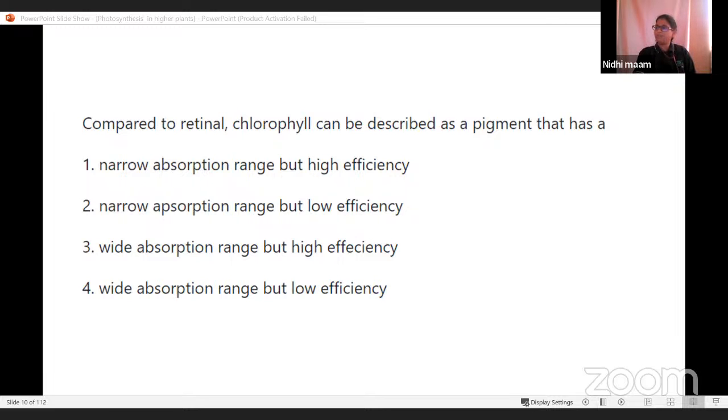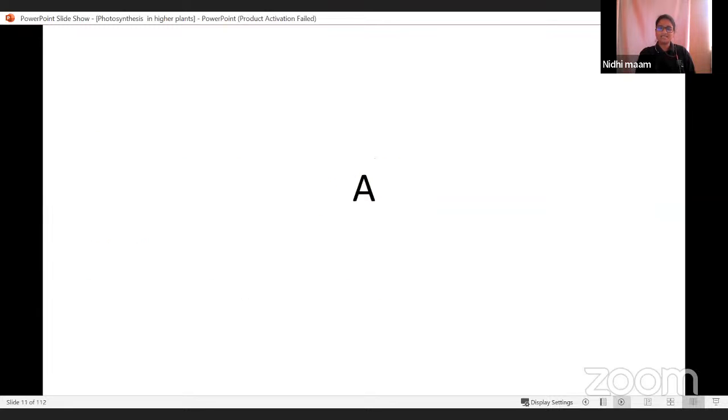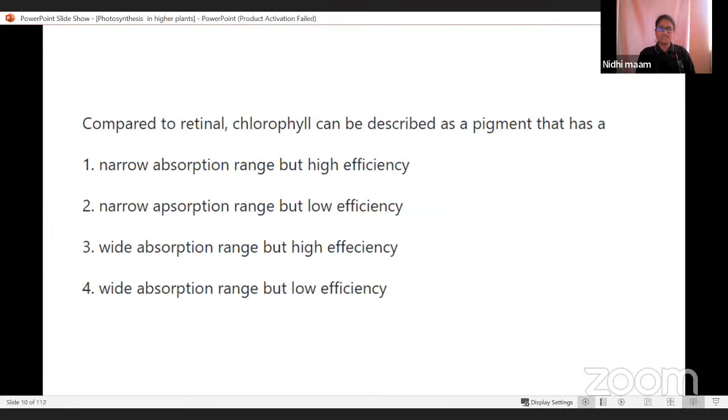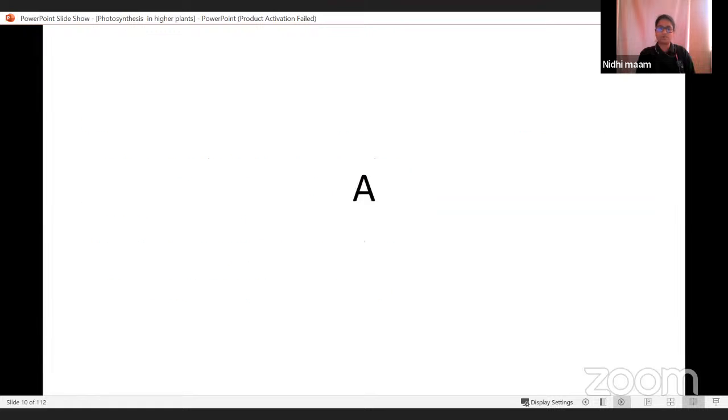Madan, Ammu, Shradap Tolagi. So most of you answered it as option A. Sharat. The right answer for this question is option A, that is narrow absorption range but high efficiency. Jyoti Natekar is active on YouTube.